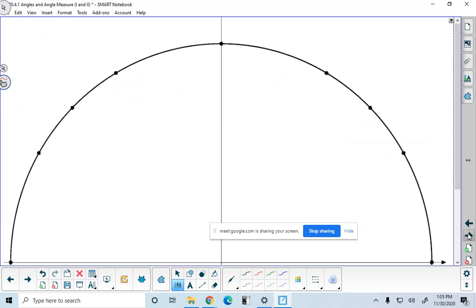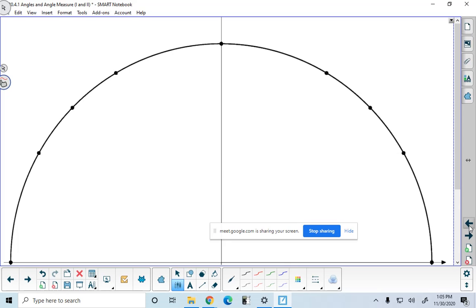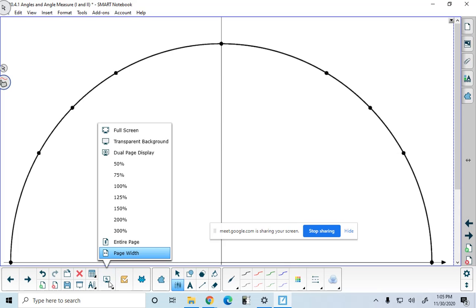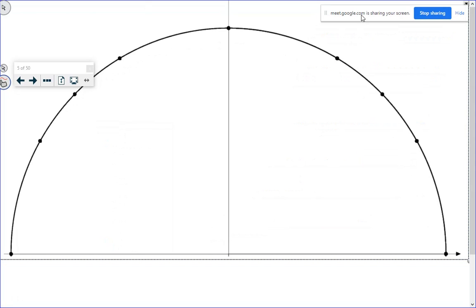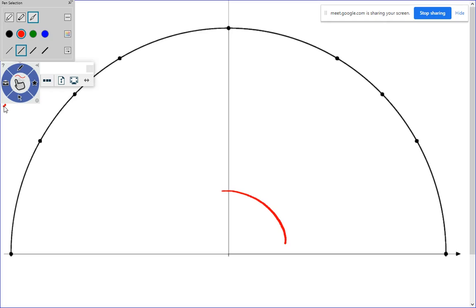Now it turns out that 180 degrees is exactly pi radians. Now what does that mean? It means that if I were to go to a circle and rotate out 180 degrees, so we're talking about the angle from here to there, it's 180 degrees. It's also the same as saying pi radians.